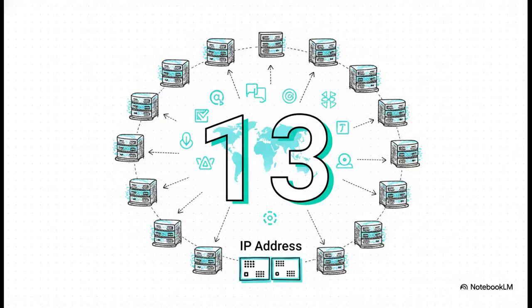And here is a truly fascinating detail, especially for the IT students out there. There are exactly 13 sets of these strategically placed root servers globally. They're operated by 12 different organizations, and get this, each set possesses its own unique IP address. They basically form the top-level anchor for all internet routing.